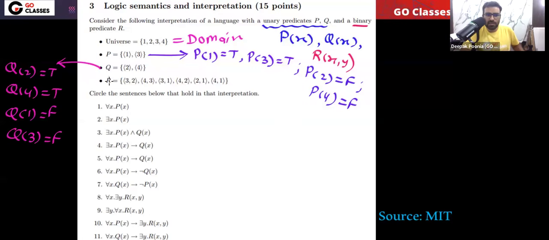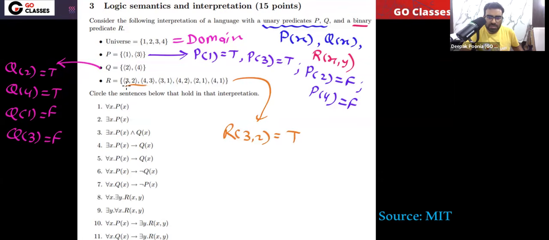Now let's see what this means. Remember, r is a binary predicate, so it is defined over two variables. You can see what this actually means. Let me write it. This actually means that r(3, 2) is true.